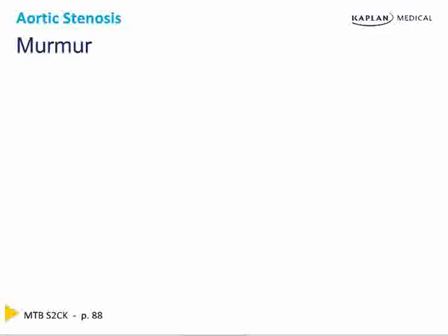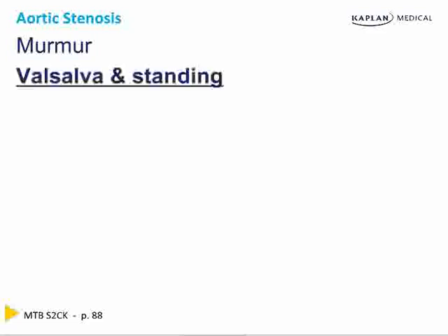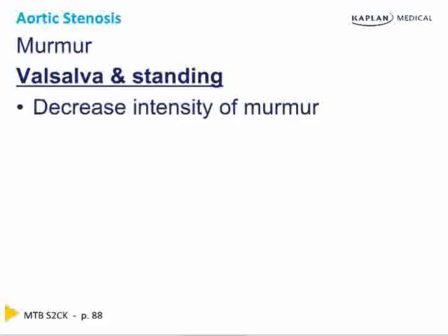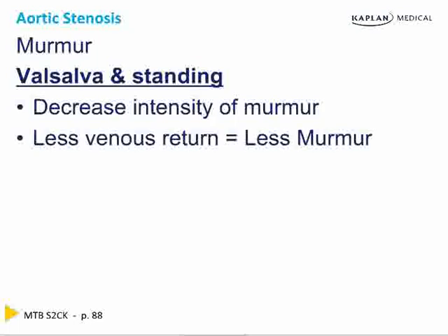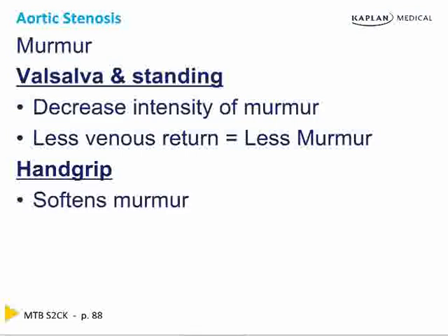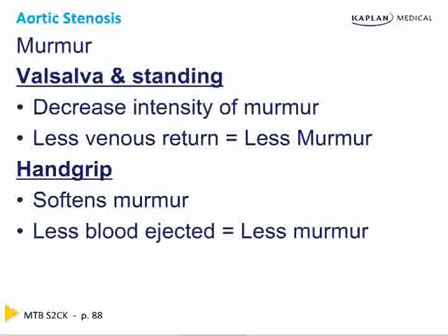You are not to go into Step 2 without knowing that in aortic stenosis, Valsalva and standing, which decrease venous return to the heart, will decrease the intensity of that murmur. Less venous return, less murmur. Hand grip, its effect upon the heart is to increase afterload. In aortic stenosis, it softens the murmur. Make it hard for blood to get out of the heart. Less blood ejected, less murmur.